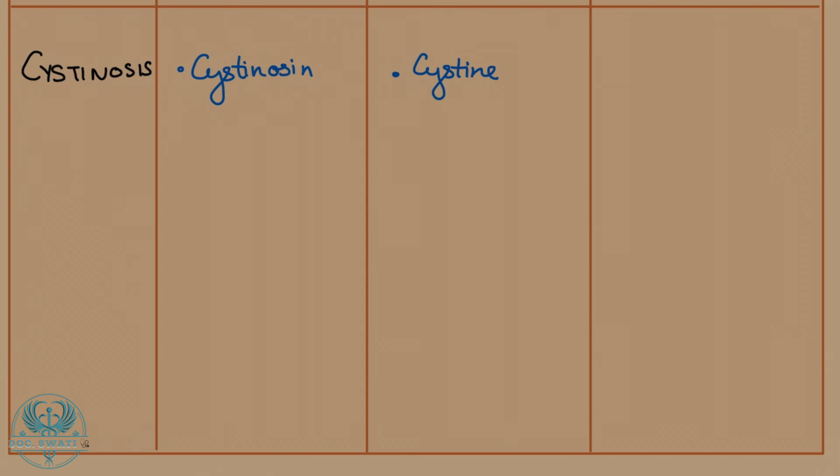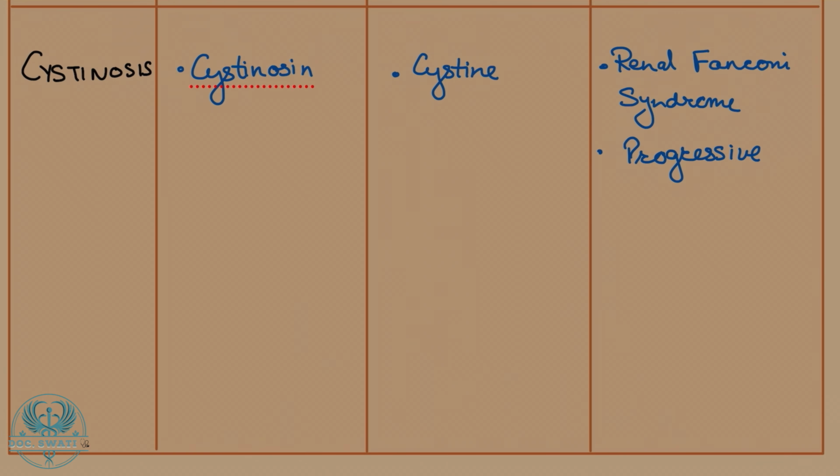The next disease in the list is cystinosis, which is caused due to the deficiency of cystinosin. There is an accumulation of cystine. The key clinical features include renal Fanconi syndrome, corneal crystals and progressive renal failure.